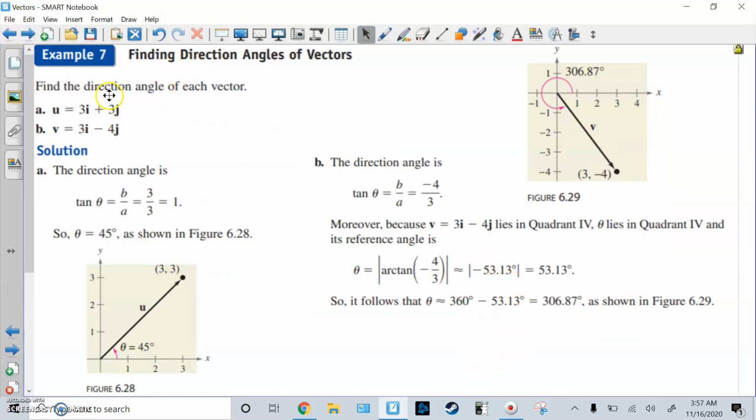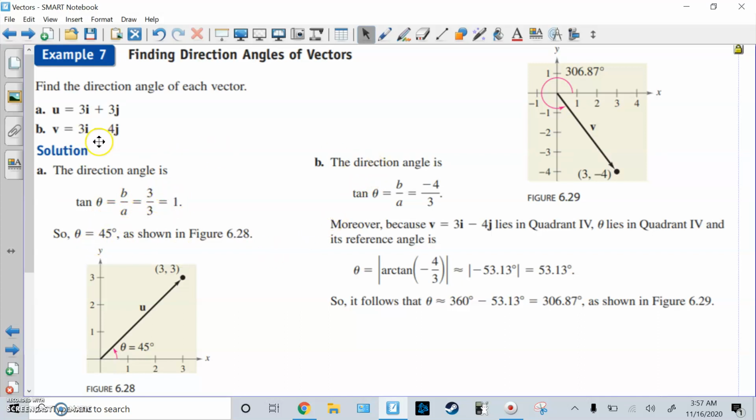Find the direction angle of each vector. For problem A, 3i plus 3j. So we're going right 3, up 3. Here's our line. What's this angle? Well, tangent of theta of this angle is b over a, so it's 3 over 3, y over x. Inverse tangent, or you should just see the unit circle. It's the same, that's 45 degrees.